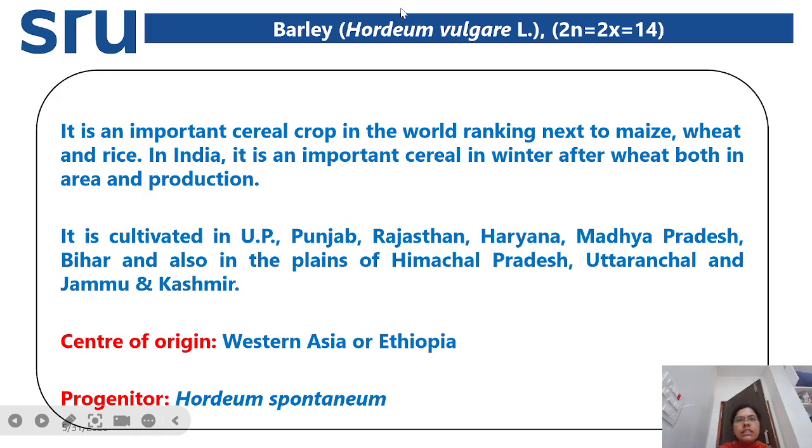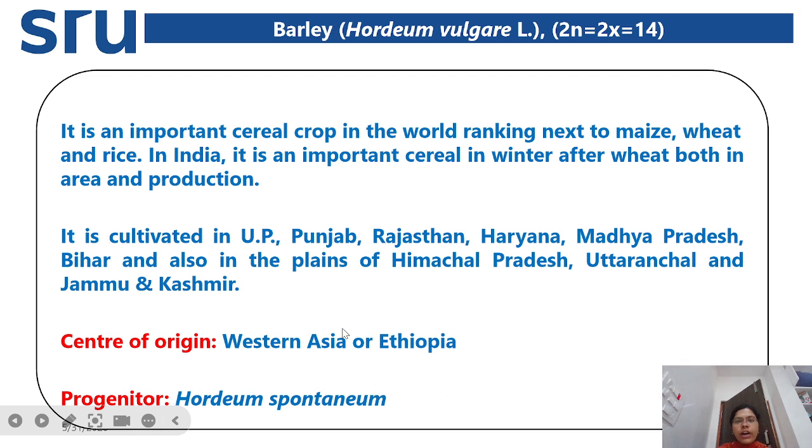And next coming to barley crop, that is Hordeum vulgare. It is having the chromosome number 2n equal to 2x equal to 14. So as we know, barley is the most important cereal crop in the world, next to maize, wheat and rice crops. In India, it is the most important cereal in the winter after wheat, both in area and production. And this barley is cultivated in UP, Punjab, Rajasthan, Haryana, Madhya Pradesh, Bihar, and also in the plains of Himachal Pradesh, Uttaranchal, and Jammu and Kashmir.